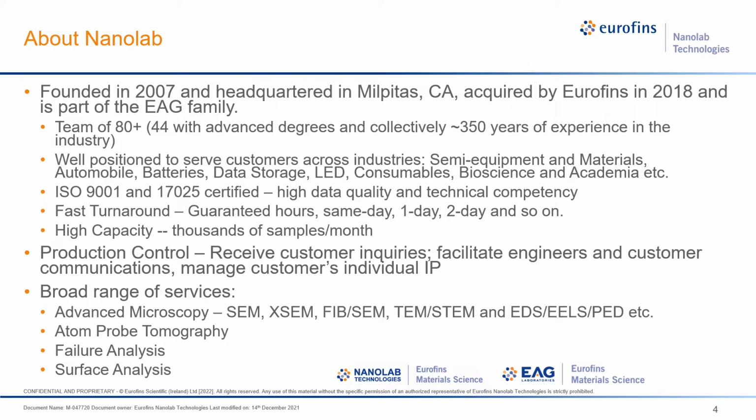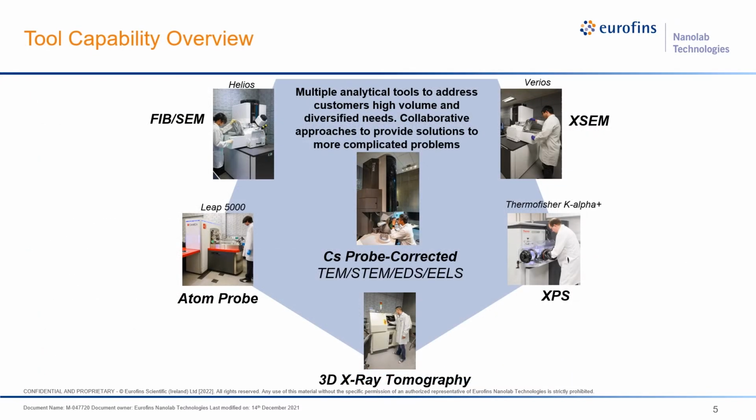Our services include advanced microscopy, including SEM, FIB-SEM, TEM, and other TEM-based techniques. And also we do atom probe tomography to provide three-dimensional elemental analysis at atomic scale. We also do physical and electrical failure analysis and surface analysis, such as SIMS and XPS. Here is an overview of our tools. In the center here, you can see a CS probe corrected Thermo Fisher Titan. This tool can provide ultra high spatial resolution up to 0.7 angstrom and is equipped with EDS and EELS capabilities for chemical analysis.